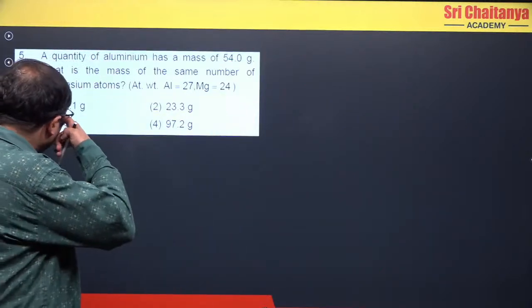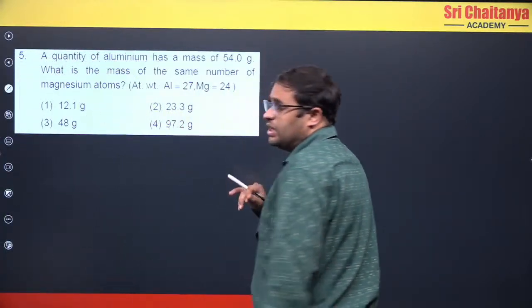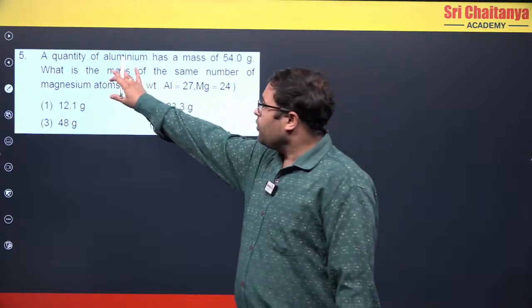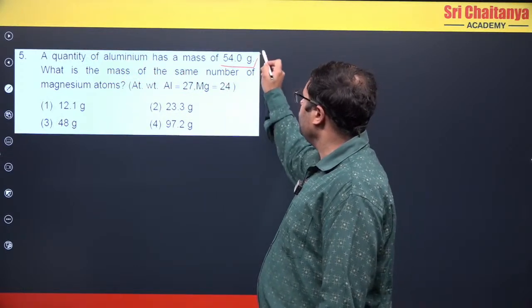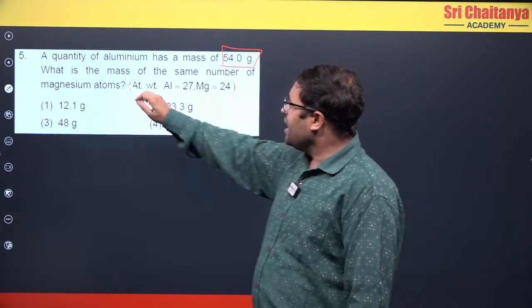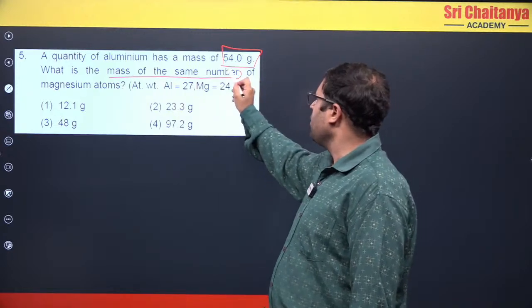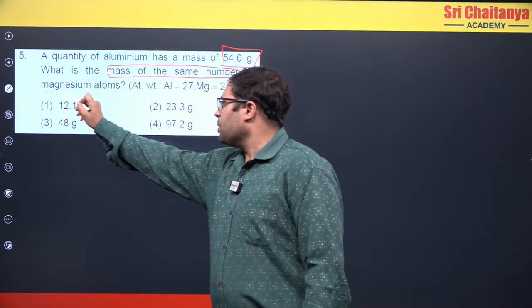You can use this very easily and get an answer. Moving on. A quantity of aluminium. Now read this question carefully. A quantity of aluminium has a mass of 54 grams. What is the mass of the same number of magnesium atoms?